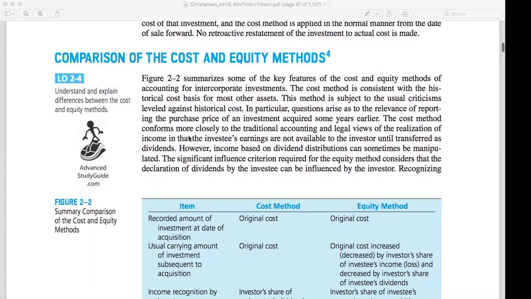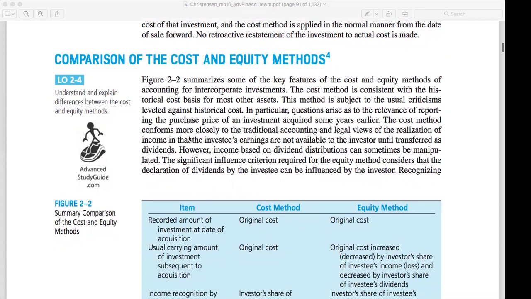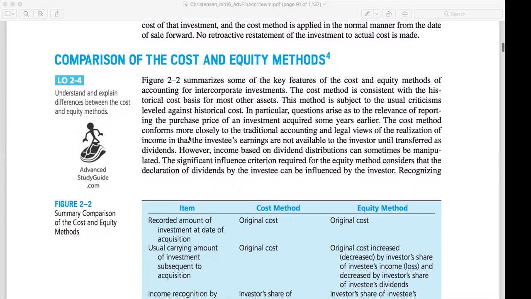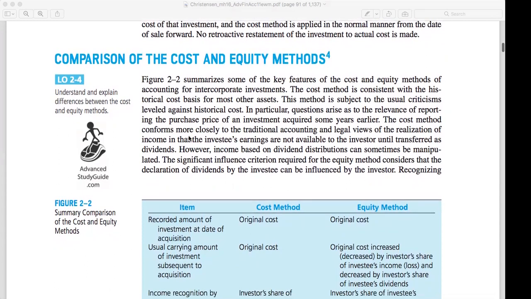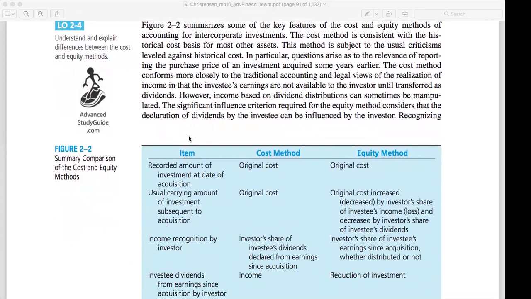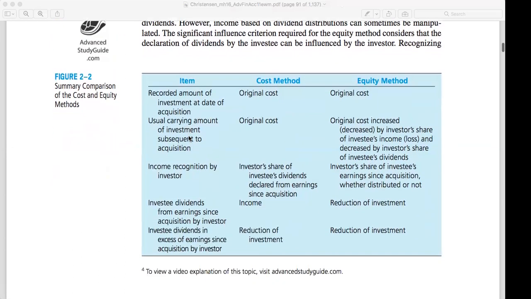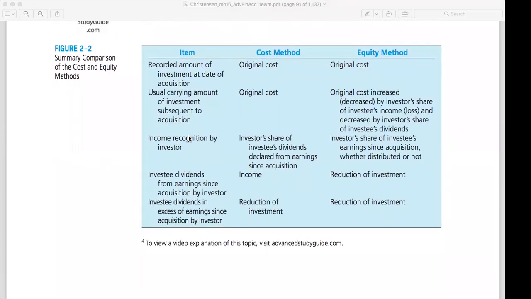Okay, so as you know, I think we've mentioned before that the cost method is actually consistent with the historical cost passive, right? And there is information stated that the cost method is closely related to traditional accounting, right? So here is the summary comparison of the cost and equity method.